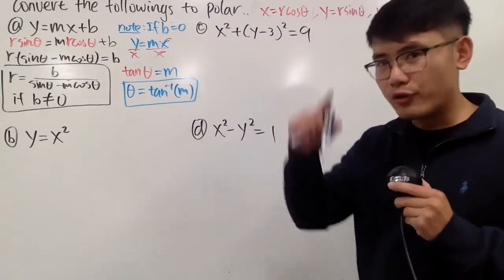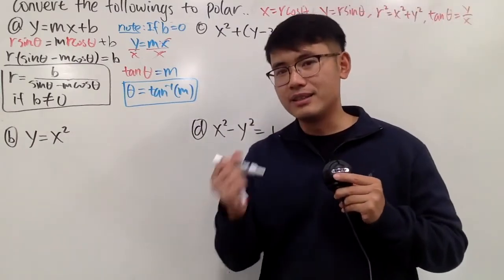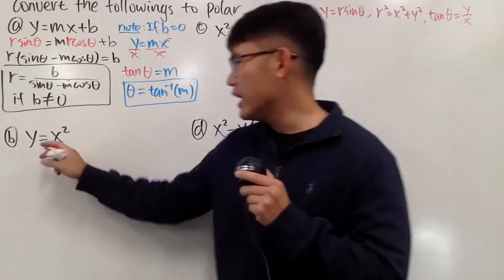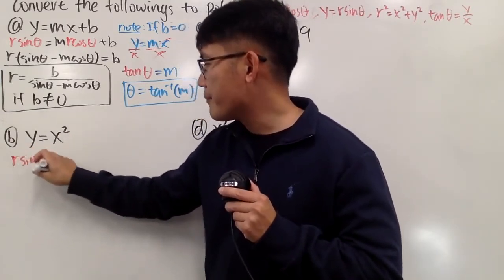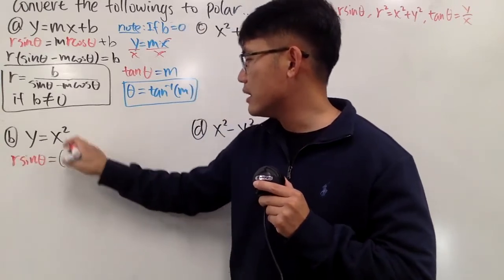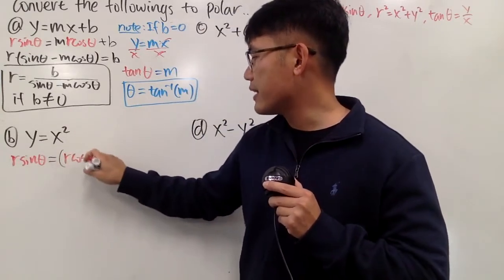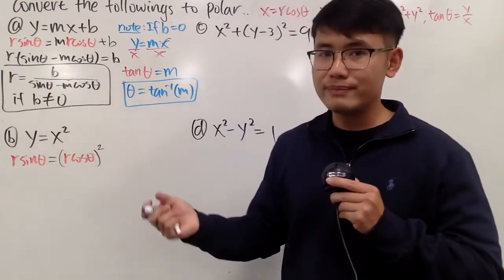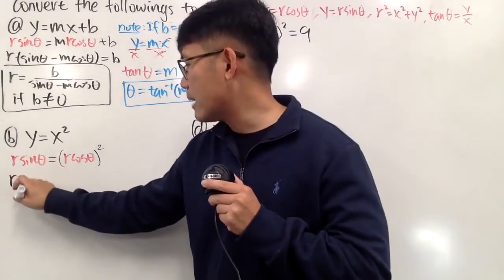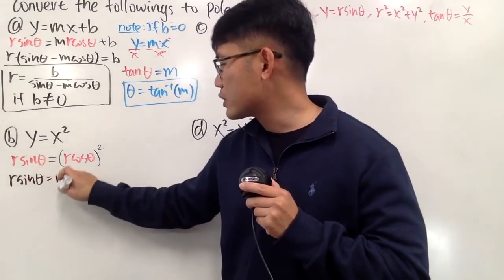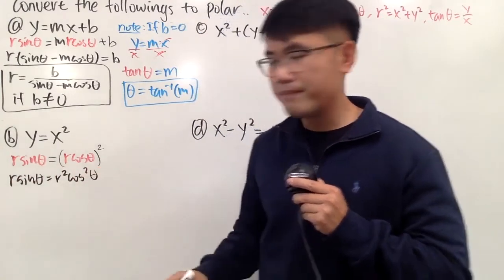All right, this one, y is equal to x squared. Of course, that's our good friend, the parabola, centered at (0, 0). That's nice. Anyway, let's do the usual thing. y is r times sine theta, and that's equal to, parentheses, x is r times cosine theta, and we have to square that, just like this. Well, let's write it down like this: r times sine theta equals r squared times cosine squared theta.